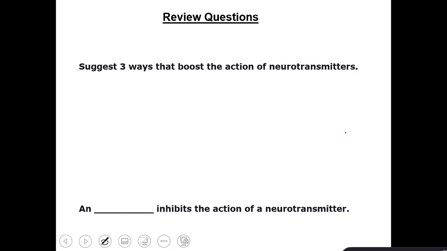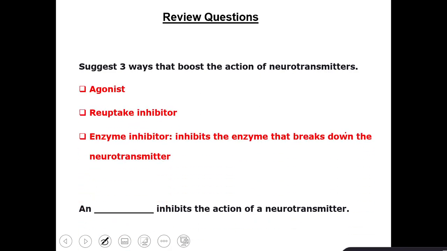Okay, suggest three ways that boost the action of neurotransmitters. We can boost, increase, or enhance the action of the neurotransmitter, or mimic its action, in one of three ways. To give an agonist, which is a medication exactly like the neurotransmitter, or a reuptake inhibitor. Those medications keep the neurotransmitters in the synapse, preventing their reuptake back into the presynaptic neuron, like selective serotonin reuptake inhibitors. They prevent the reuptake of serotonin into the presynaptic cell, so it stays in the synapse, stimulating the postsynaptic cell, keeping you happy, because it's used in the treatment of depression.